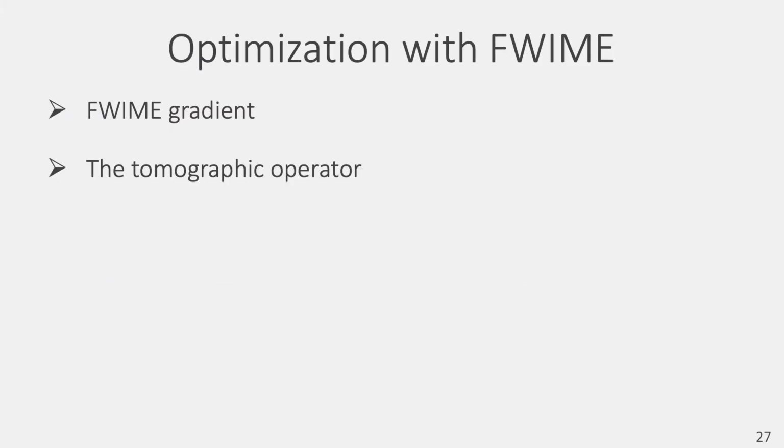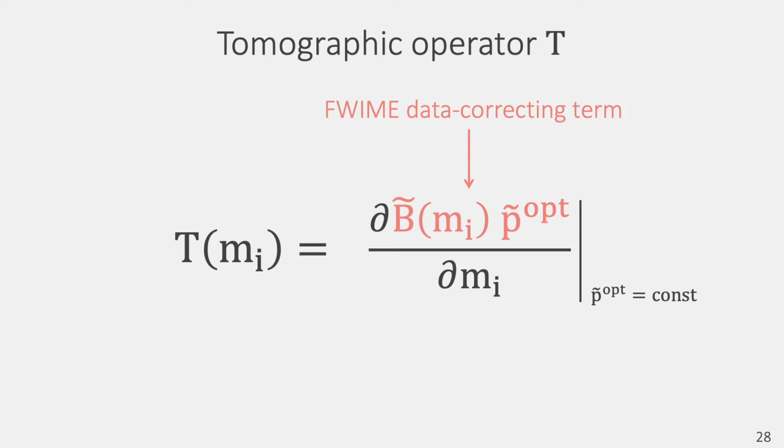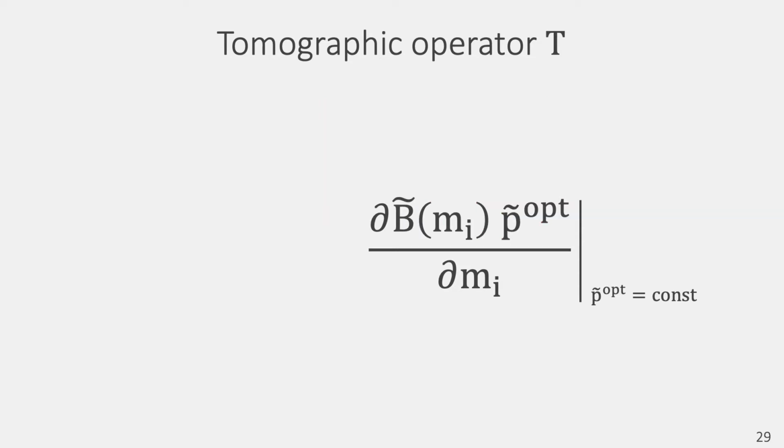Let's analyze now this tomographic operator. So here we begin with a less intuitive way to see T. But mathematically, the tomographic operator T is the partial derivative or the Jacobian of the data correcting term with respect to the velocity model Mi, while keeping P tilde optimal, or the reflectivity, constant. So now let's see in plain English what this really means.